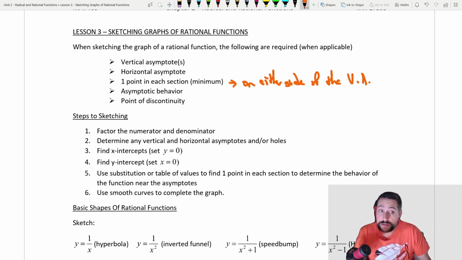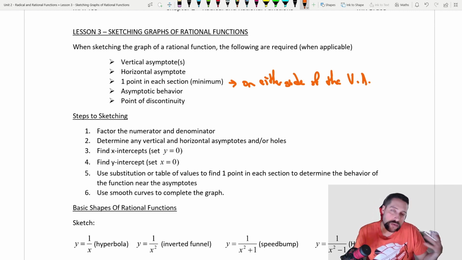Find your x-intercepts. Set y to 0. Find your y-intercept. Set x to 0. Use substitution or a table of values to find 1 point in each section to determine the behavior of the function near the asymptotes. And finally, use smooth curves to complete the graph.